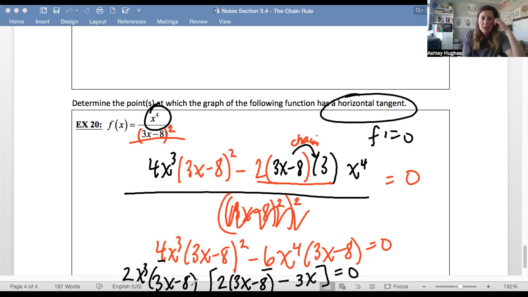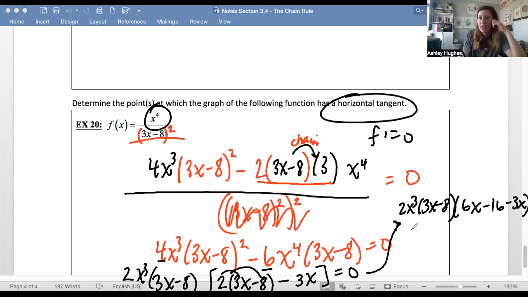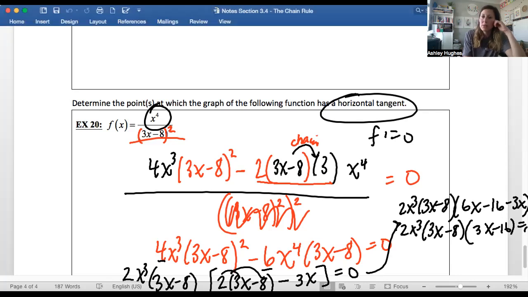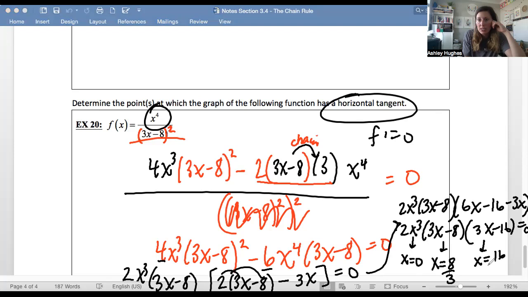So I'm going to write over here because I'm running out of room. I have 2x cubed, I have 3x minus 8. And then if I simplify this, that would be 6x minus 16 minus 3x. So 2x cubed, 3x minus 8, and then I have 3x minus 16. If I set each thing equal to 0, that's figuring out where it has a horizontal tangent line, where each of these equals 0. So that would give me x equals 0. This would give me x equals 8/3. And this would give me x equals 16/3.